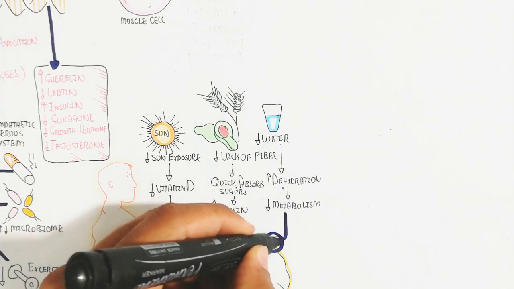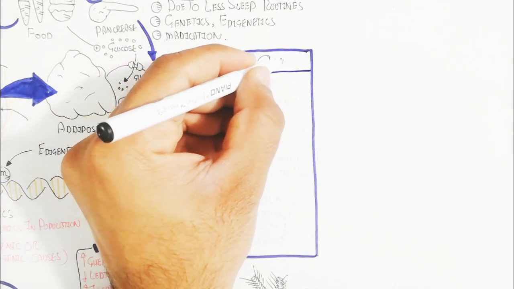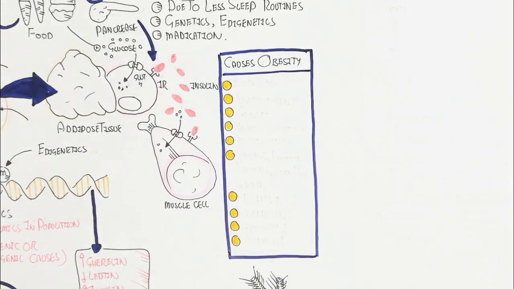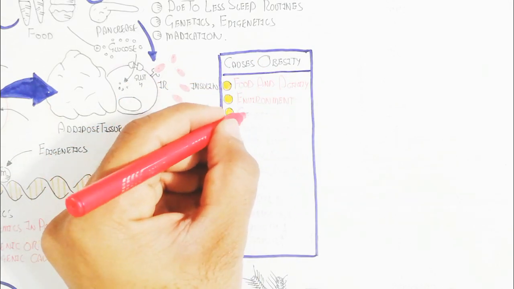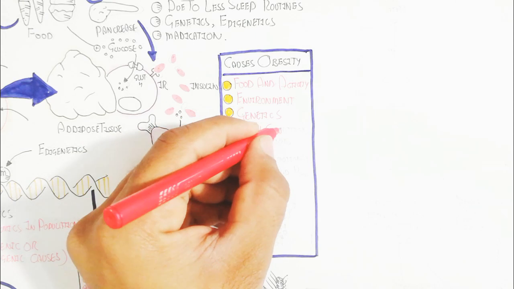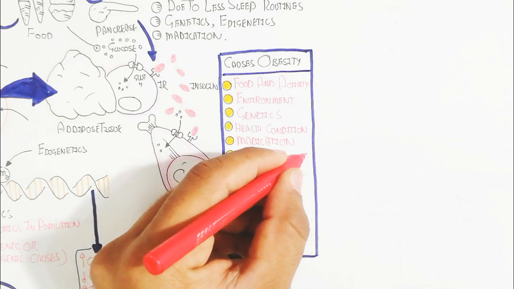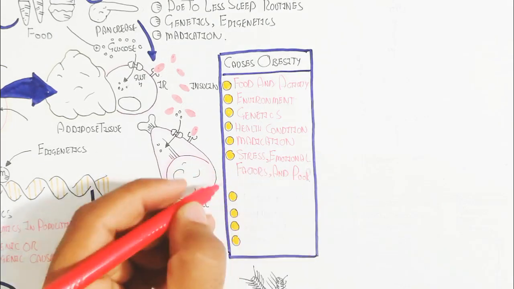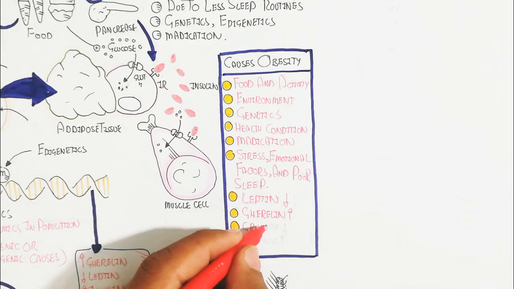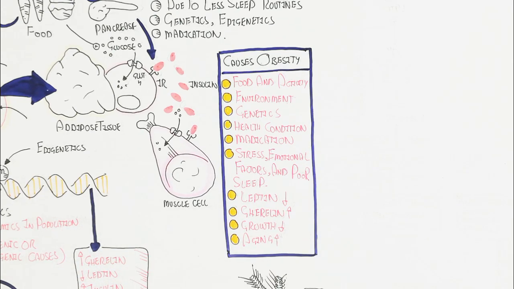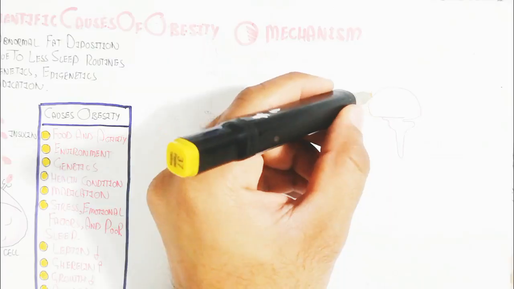Now we will understand the mechanism of how our brain can control obesity and how obesity can occur. But first of all, we will understand the causes of obesity in short. For summarization: food and activity changes, environment, genetics, health conditions, medication, stress, emotional factors, and poor sleep. Leptin decrease, ghrelin increase, growth hormone decrease, and aging increase. Whenever growth hormone decreases it leads to obesity. In this way, aging also positively causes obesity.